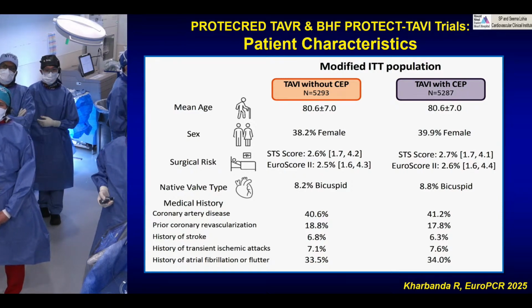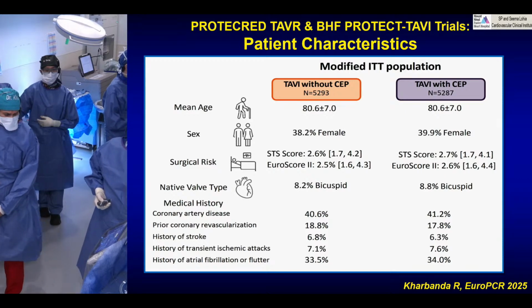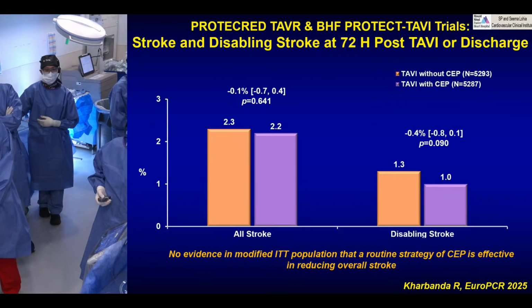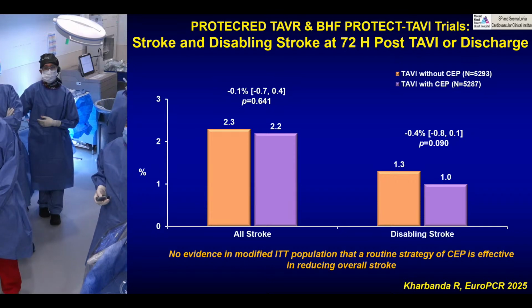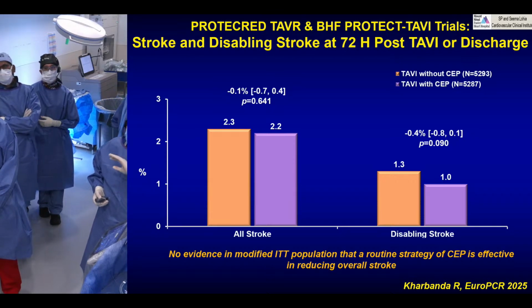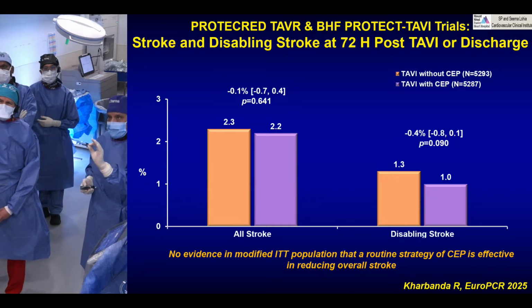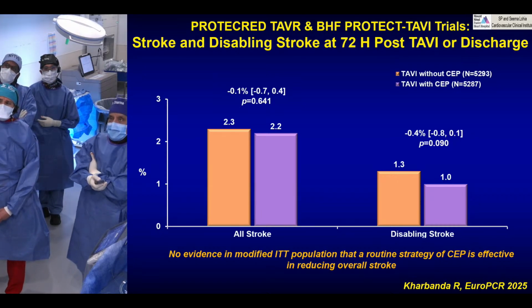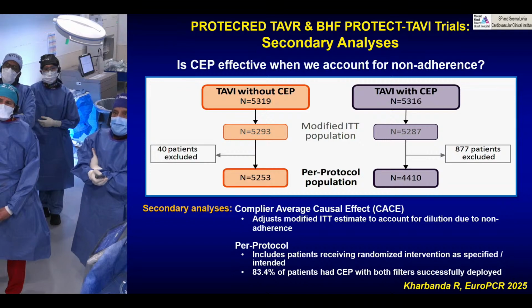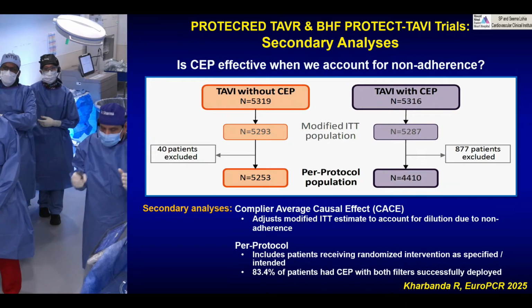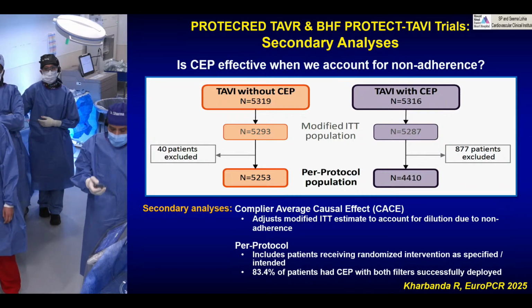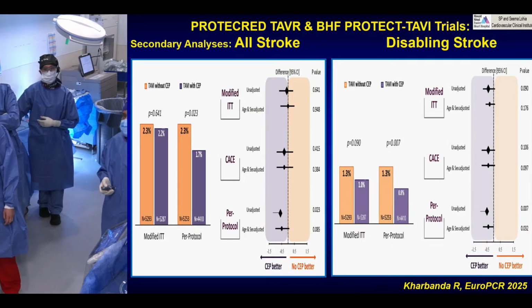Low SYNTAX score coronary artery disease was present in about 41% of cases. And basically the benefit for all stroke is identical. In 10,000 patients, if you have a difference of 0.1, it's normal. Even disabling stroke was 0.3 only. So 1.3 to 1. More important is if you have per protocol, exactly the way it should be done, per protocol versus intention to treat, and this is where we saw the difference.